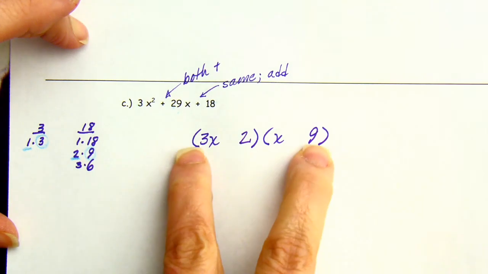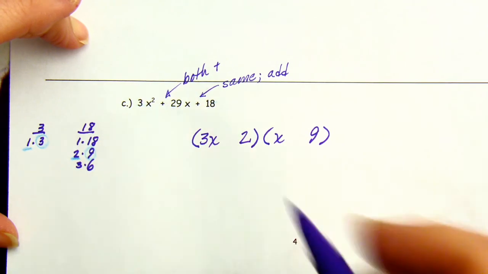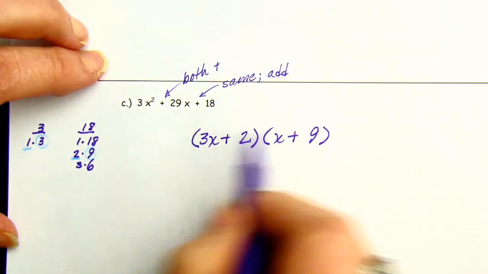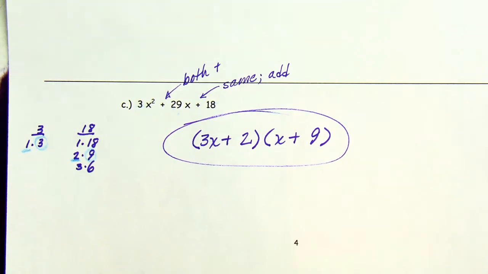This is 27x. This is 2x. 27 plus 2 is 29. Signs are the same. They're both plus. So I could fill in my signs now. And notice, these have nothing in common. Neither does that. Okay, so again, trial and error.